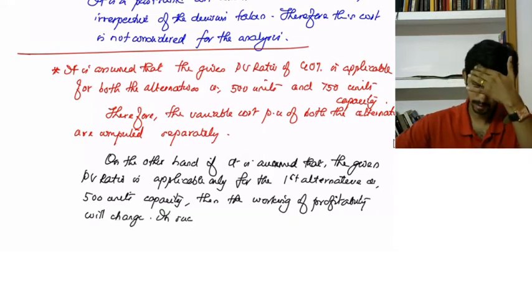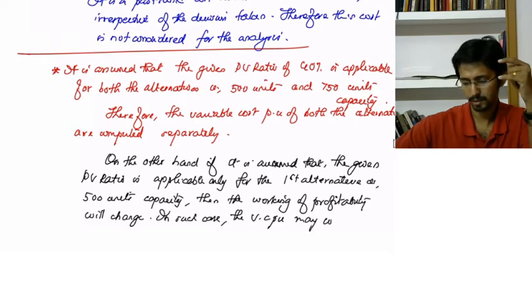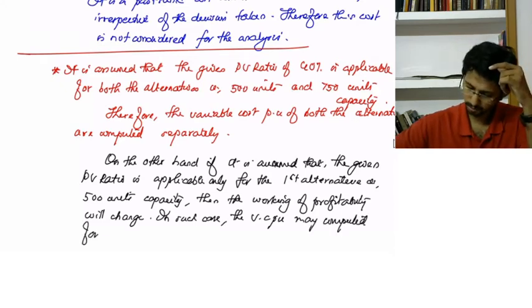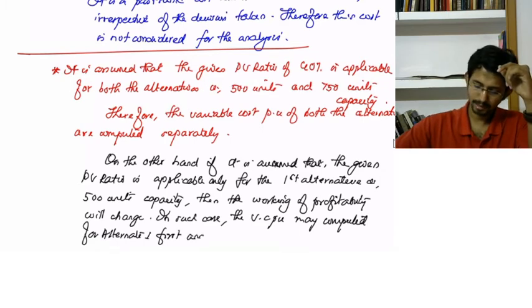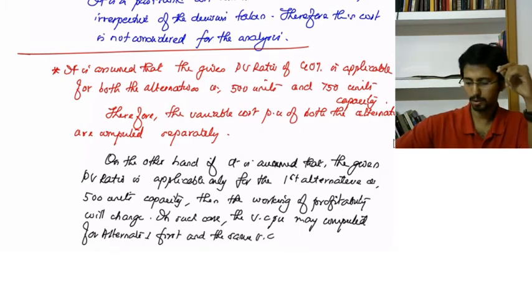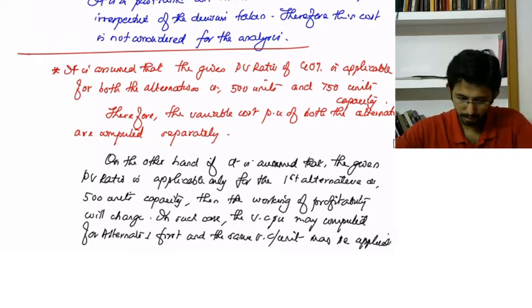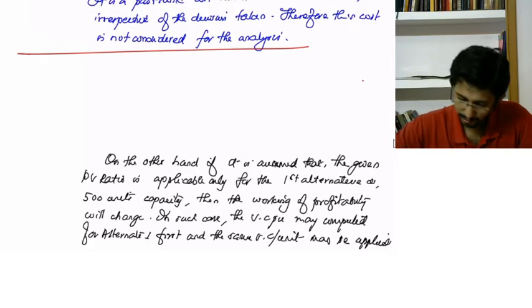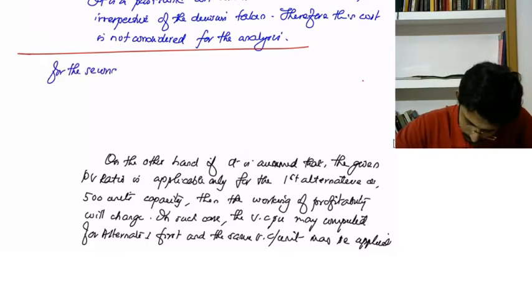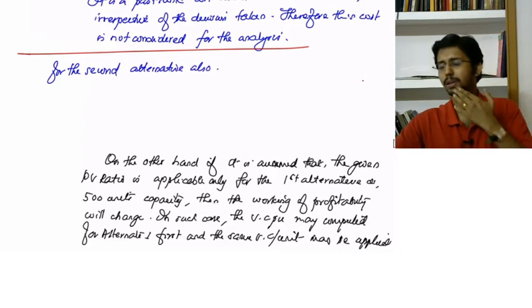In such case, the variable cost per unit may be computed for alternative 1 first, and the same variable cost per unit may be applied for the second alternative also. This is another assumption.